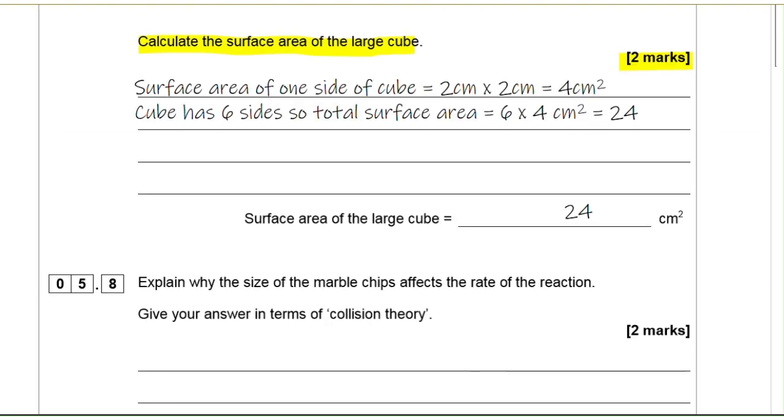So we'll get 1 mark for working out the surface area of one side, and then another mark for the total surface area of the cube.